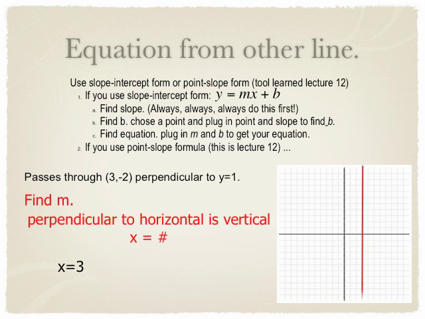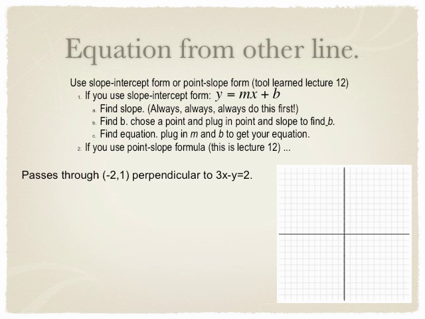Okay, let's do one more that is going to be a little bit closer to what the mainstream type of question is. Let's say it passes through the point (-2, 1), and it's perpendicular to the line 3x - y = 2. Now remember, no matter what information you're given, the first thing you want to do is find the slope. Now, I know that it's perpendicular to 3x - y = 2, but what is the slope of that line? Can I just say it's 3? No, I've got to get that in slope-intercept form.